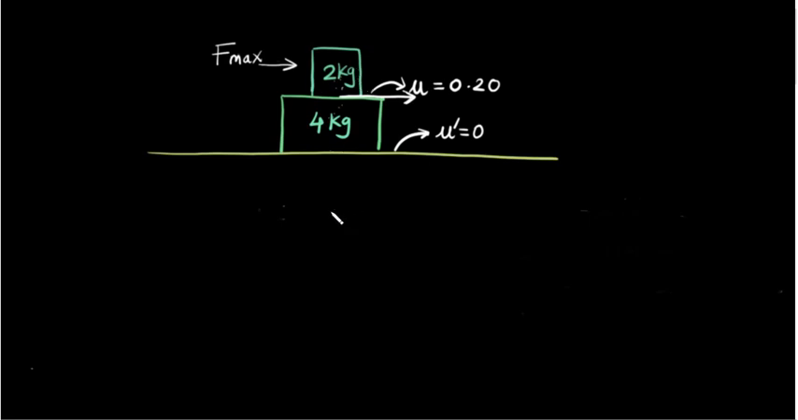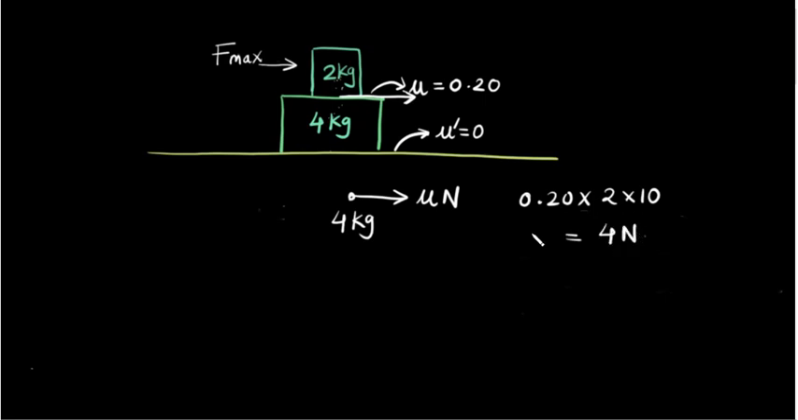Now if this 4 kg block has to move forward along with this 2 kg block, then, let's say this is the free body diagram of the 4 kg block, the maximum force on the 4 kg block must be mu times N, right? So mu times N is how much? 0.20 times the normal reaction between the 4 kg and 2 kg block, which is mg, 2 into 10. So this will be 4 Newton, right? So the maximum force that should be applied so that both the blocks move together is 4 Newton on the 2 kg block, correct? Because then only there will be a maximum friction acting on the 2 kg block.